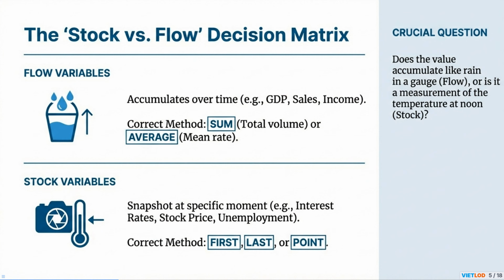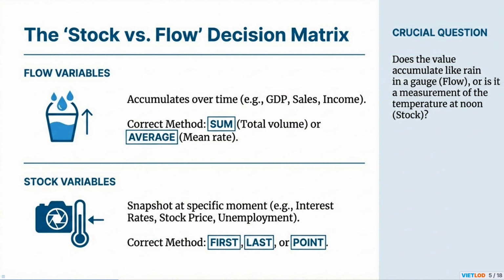A stock variable, on the other hand, is a snapshot measured at a specific moment in time, like the temperature at noon. Interest rates, stock prices, and the unemployment level are stock variables. The correct method here is to take the first value, the last value, or a specific point value within the period. The crucial question to ask yourself is, does the value accumulate like rain in a gauge, flow, or is it a measurement of the temperature at noon, stock?